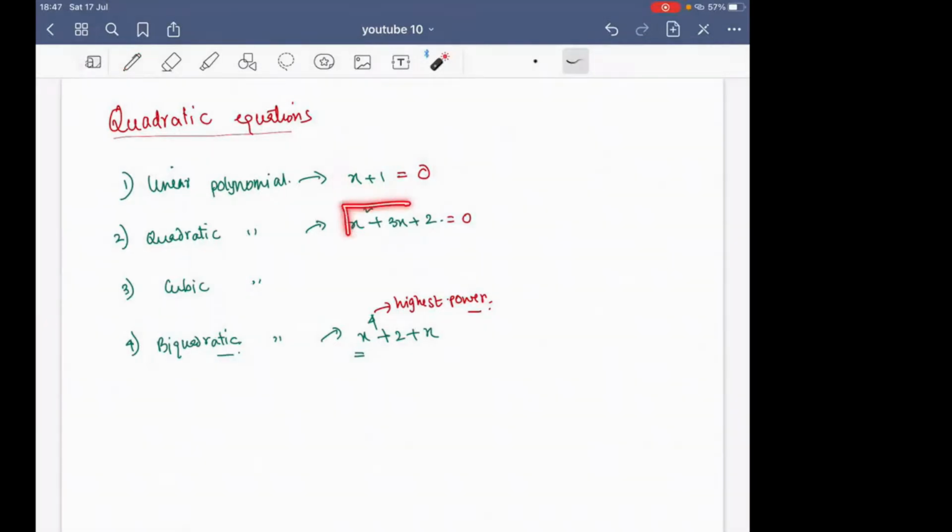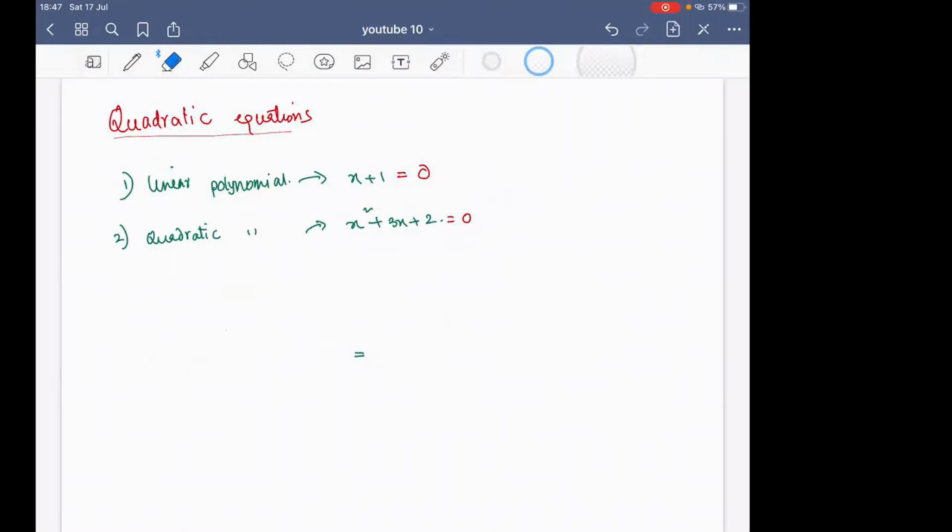You know that this part is called the quadratic polynomial, right? This one, if we equate the quadratic polynomial to 0, then we will call it a quadratic equation. No need to discuss the rest. So let's remove the biquadratic and the cubic portions. We are going to confine our discussion to quadratic only. So quadratic equation is this type of equation.